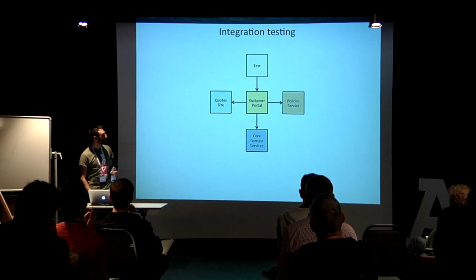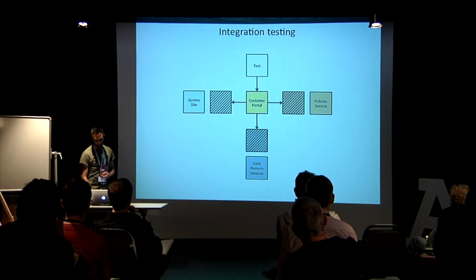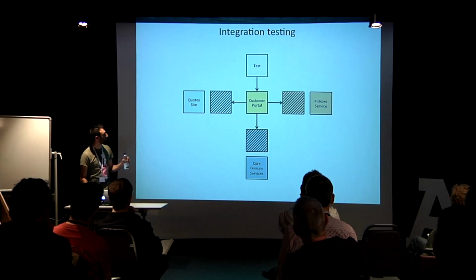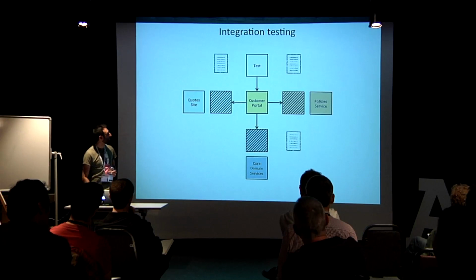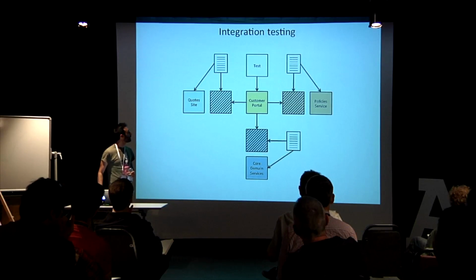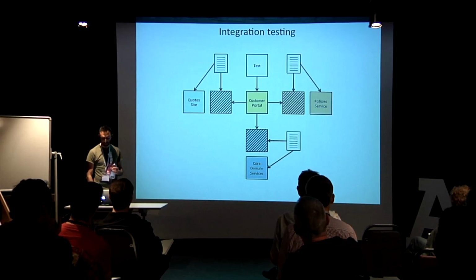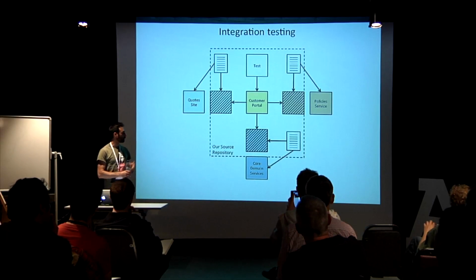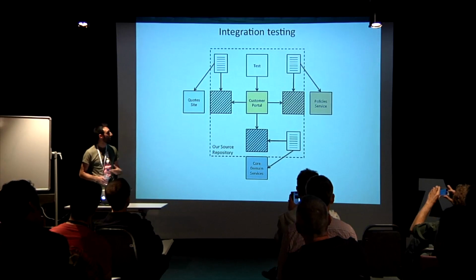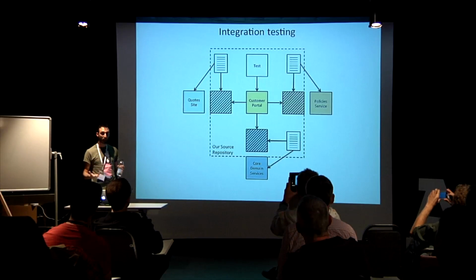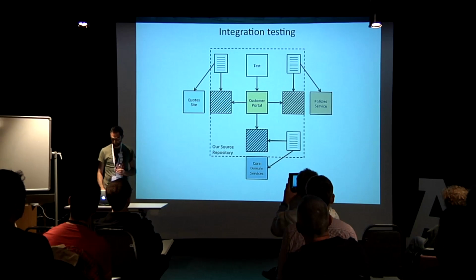So this is what we started with. We moved to a place where we had essentially fakes for each of the systems, and we had contract tests for each of the systems, and we maintained a feedback loop between the fake and the real system. And in terms of our code ownership, our source repository contained the fakes, the application, the automated tests, and the contracts, but obviously not the external systems.